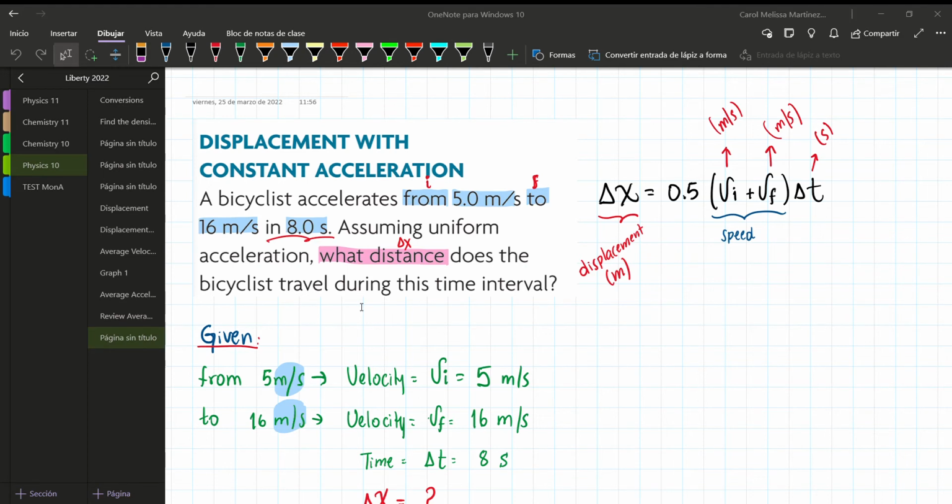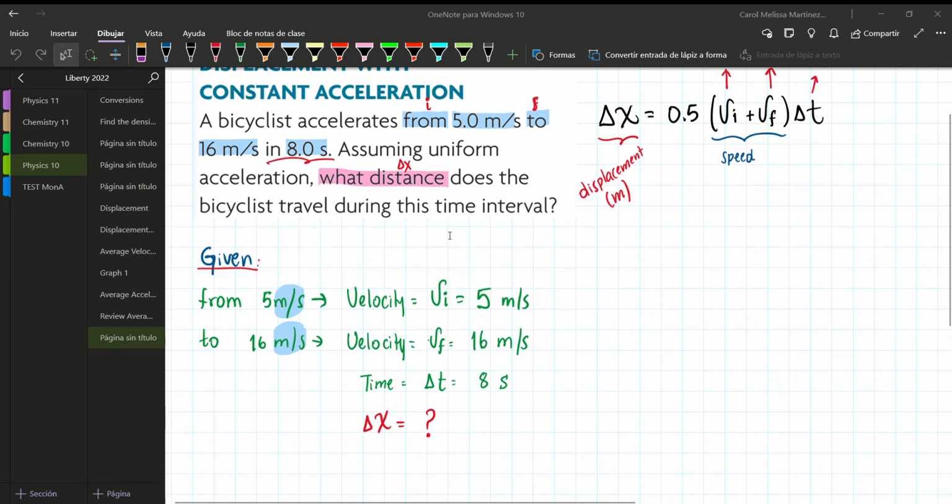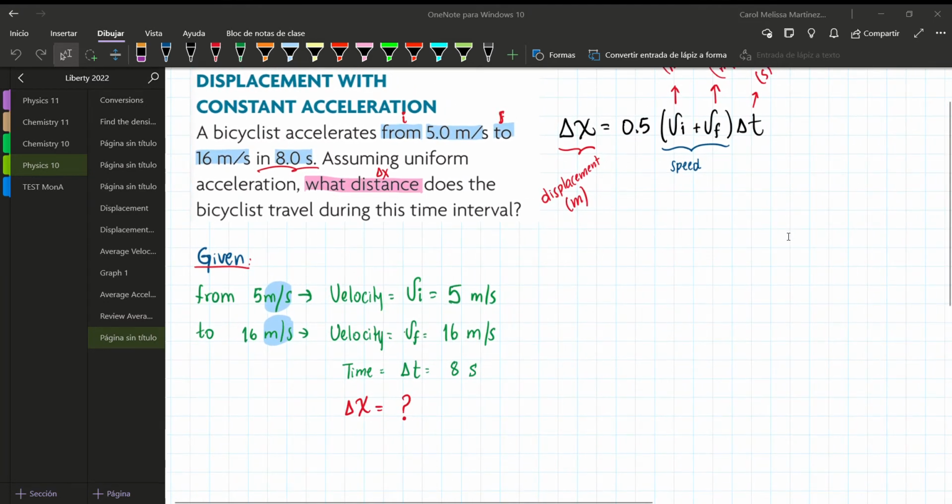So now that I have all my givens ready, I need to see if I have to do a conversion. Question, do I need to do a conversion here? Meters per second, meters per second, seconds? No, I don't need to do a conversion, okay? So my step 0, that is about conversions, is not going to be necessary, because all my givens are in the units that I need. So now I continue with my next step, and that is to solve for the unknown.